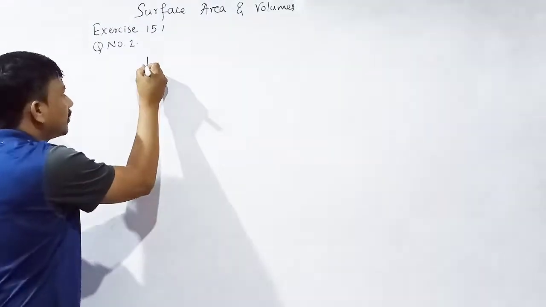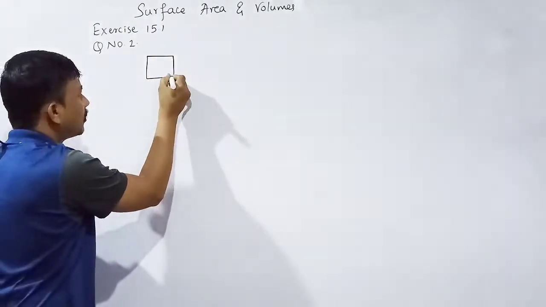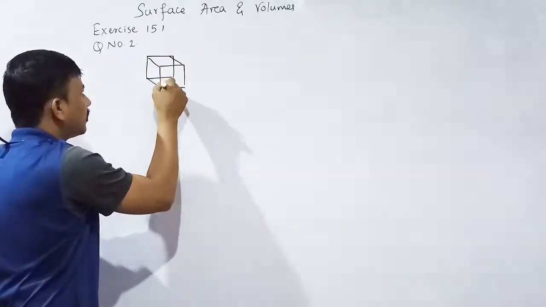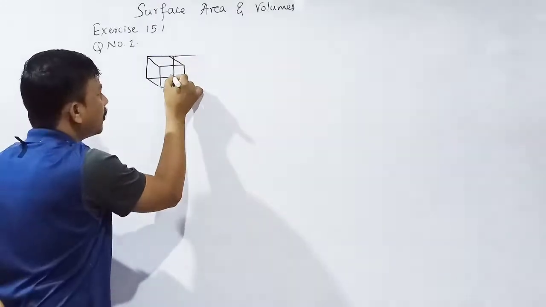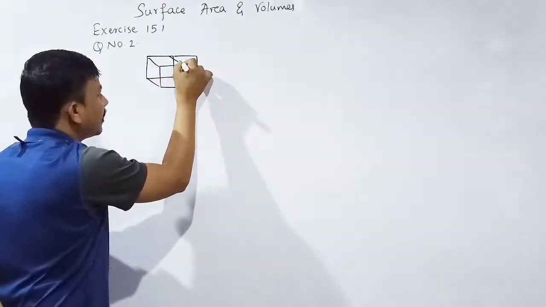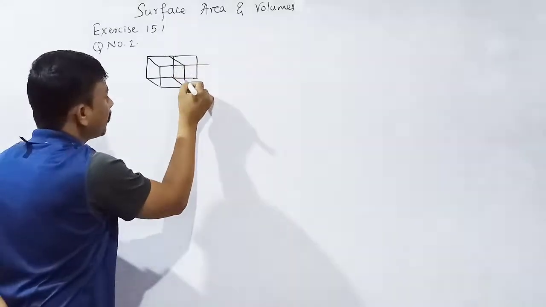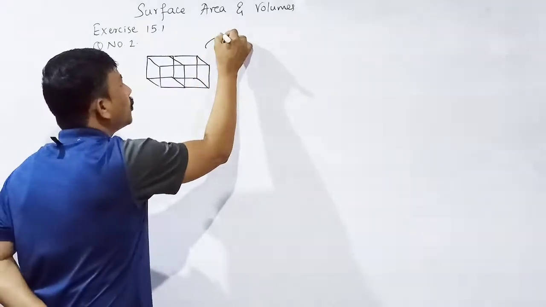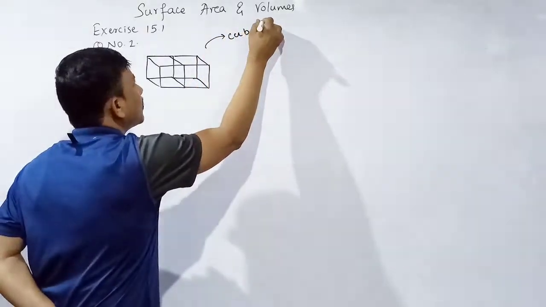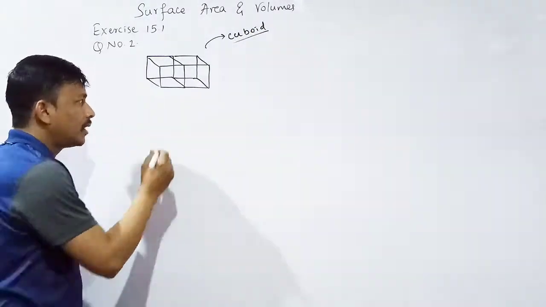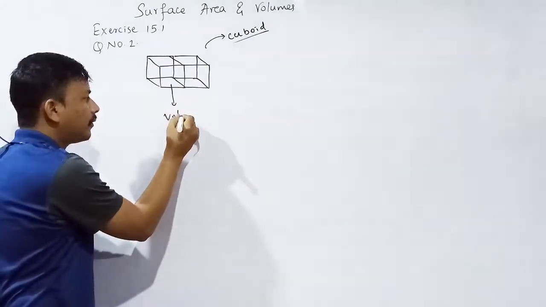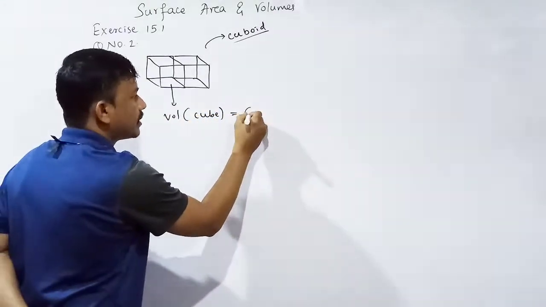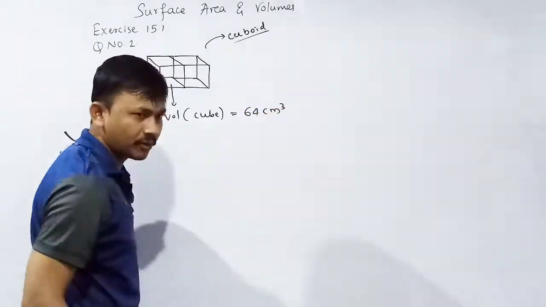What they have given? They have given two cubes, cube number 1 and cube number 2, which are connected end to end. The resulting cuboid, this is the figure of the cuboid. They have given the volume of the cube is equal to 64 centimeter cube. Yes or no? Yes, sir.